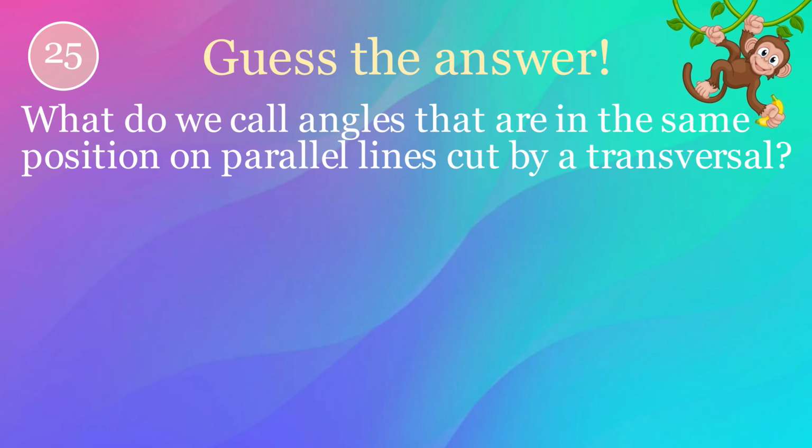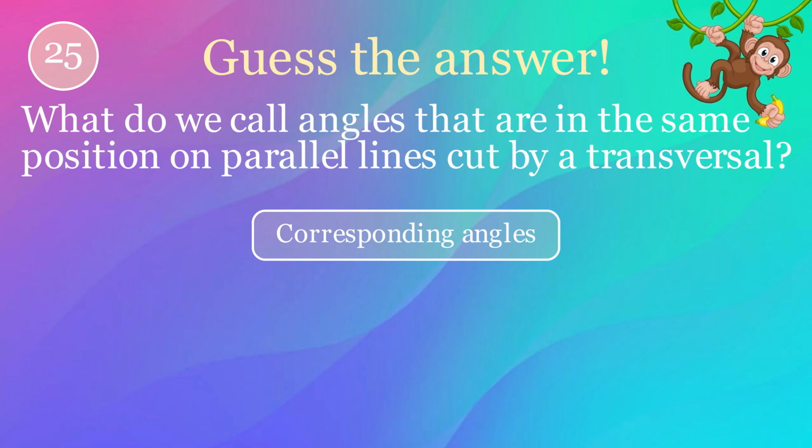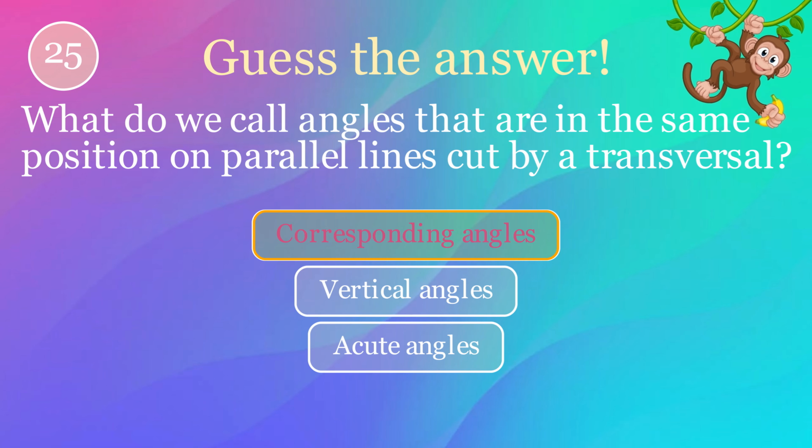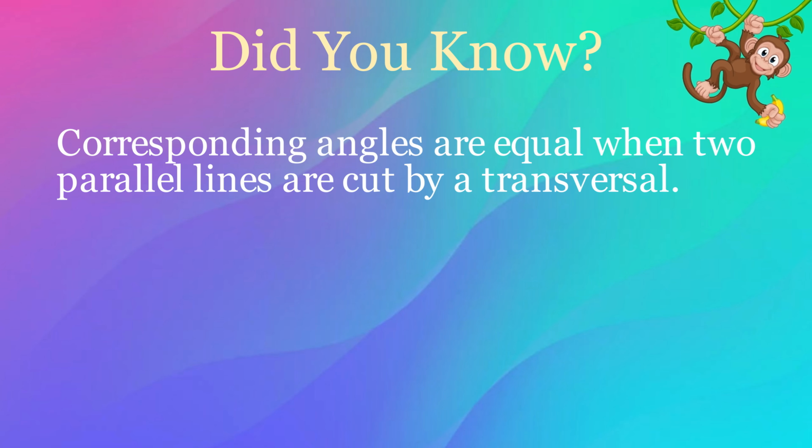What do we call angles that are in the same position on parallel lines cut by a transversal? Corresponding angles. Vertical angles. Acute angles. The correct answer is corresponding angles. Here's an interesting fact. Corresponding angles are equal when two parallel lines are cut by a transversal.